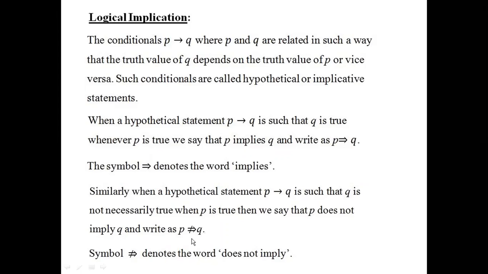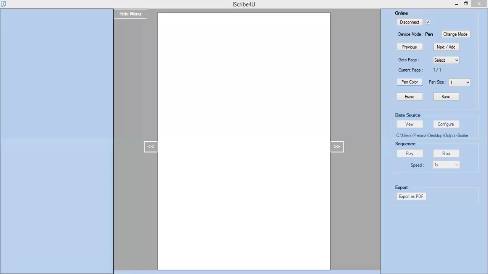So this is all about the theory part. We learnt about NAND, NOR, followed by converse, inverse and contrapositive, and now logical implication. Now we will work out problems on these topics.